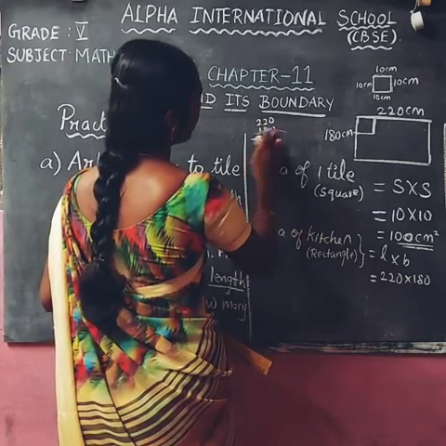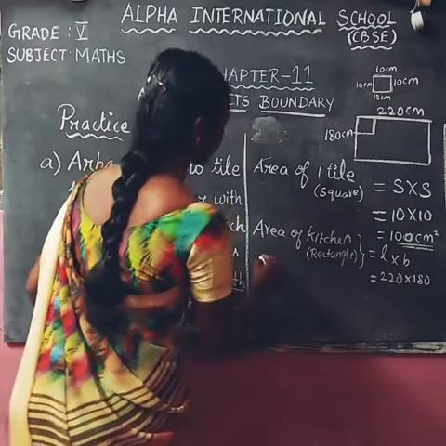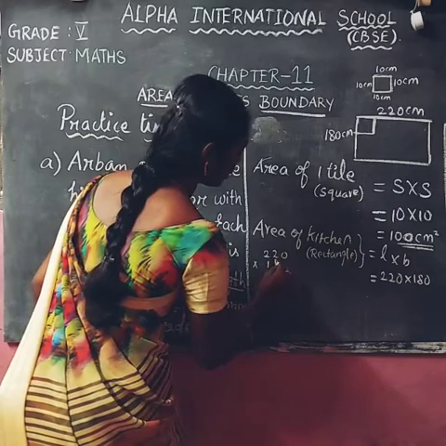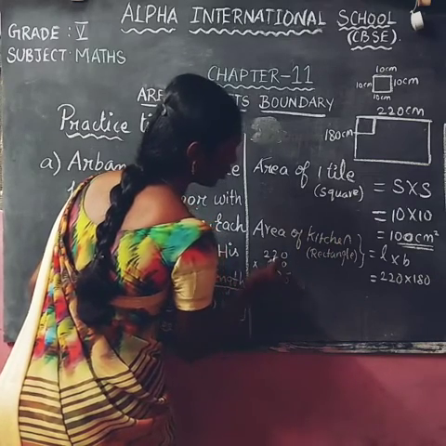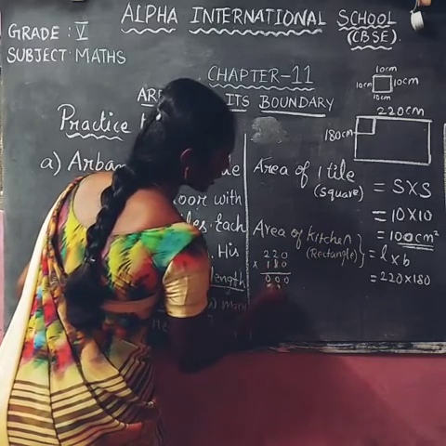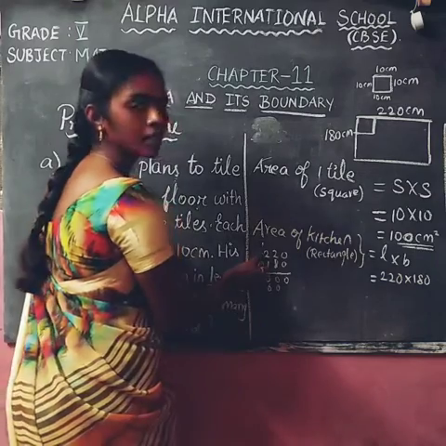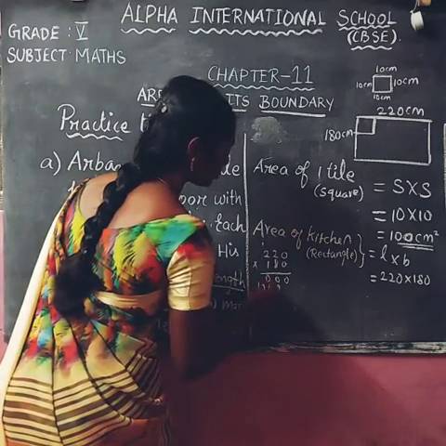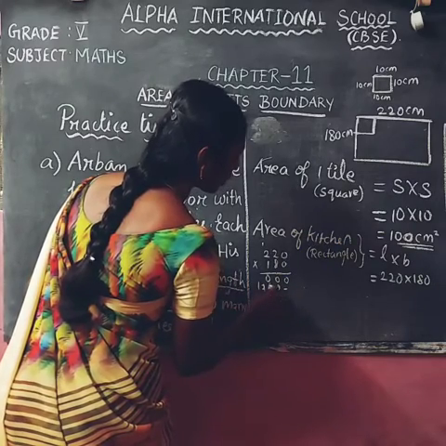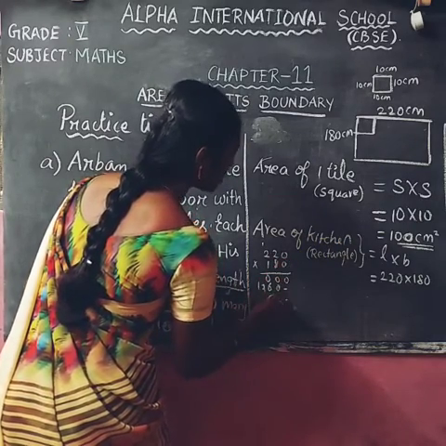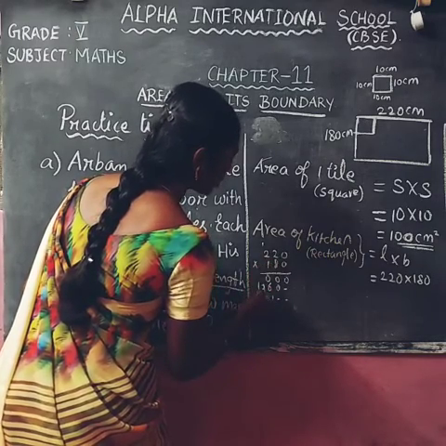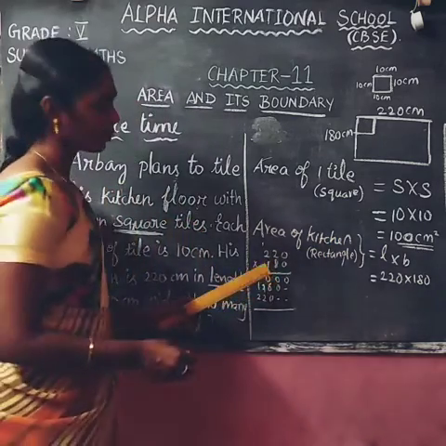I will put the calculation clearly here itself. 220 into 180. 0 into 0, 0. 2 into 0, 0. 2 into 0, 0. Then 0 into 8, 0. 2 8s are 16. Balance 1. 8 2s are 16, plus 1 is 17. Again 0 into 1. So here, leave 2 columns and start from here. 0 into 1 is 0, 2 into 1 is 2, and 2 into 1 is 2. Again I will tell you how I multiply this.